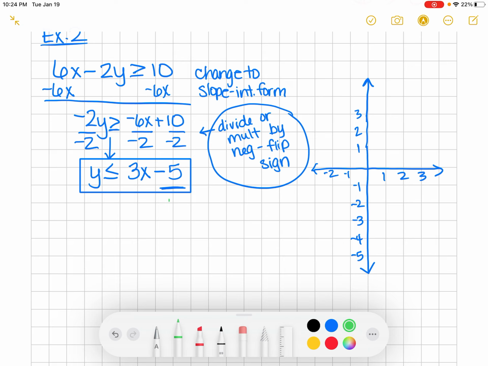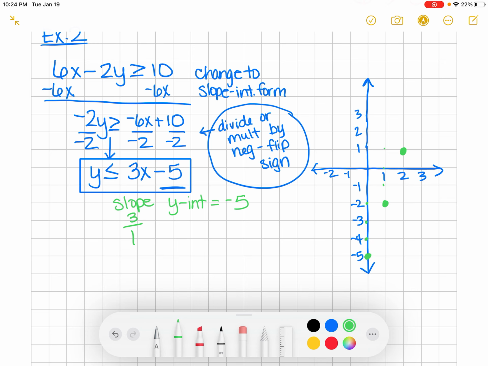I have my y-intercept is negative 5. So I'm going to put a point at negative 5. And my slope is 3, which means 3 over 1. So I'm going to count up 3, 1, 2, 3, and over 1. So there's my second point. And I'm just going to do it one more time to give me 3 points. So I went up 3 and over 1 again.